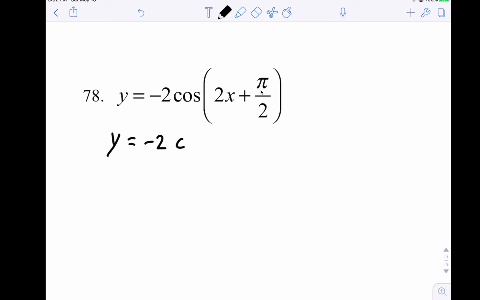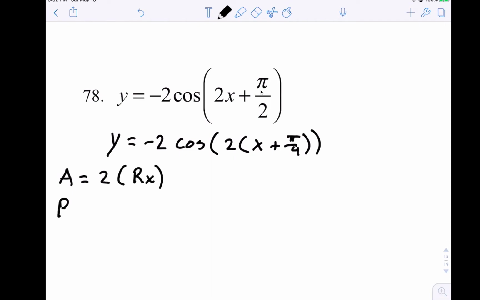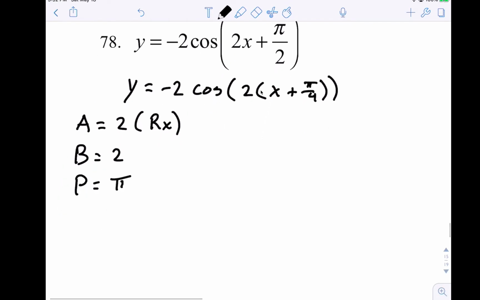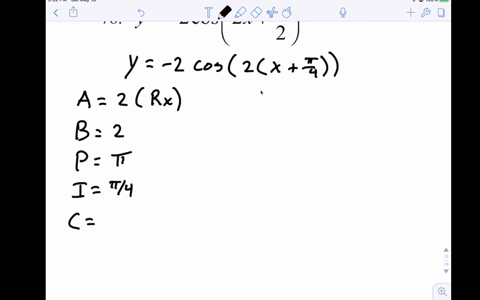So you got -2 cosine, take out the 2. X plus pi over 2 divided by 2 is pi over 4. So A is 2 with the reflection. B is 2. So that's the period is pi, which is your interval, is then pi over 4. And then C is negative pi over 4, which is left. And then your axis is still at 0.